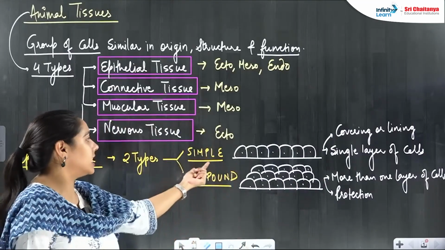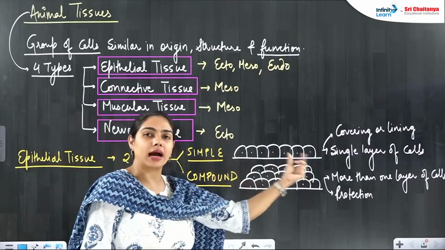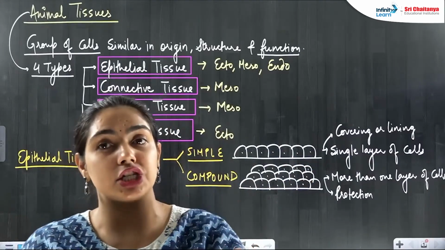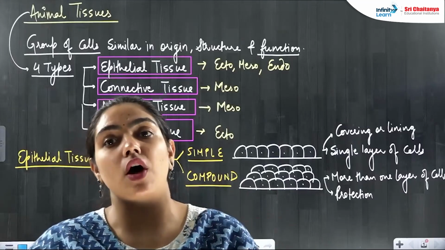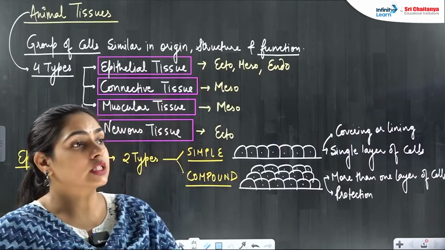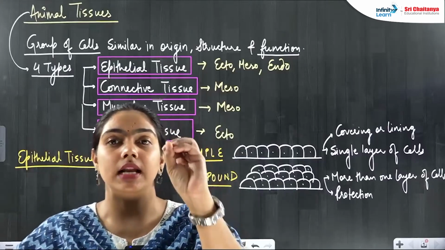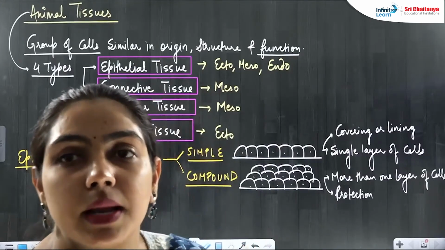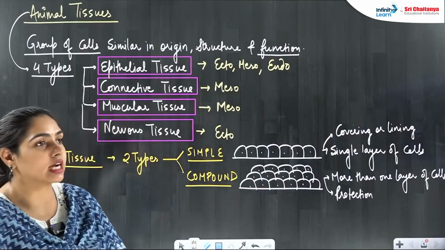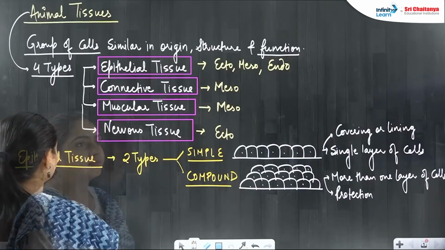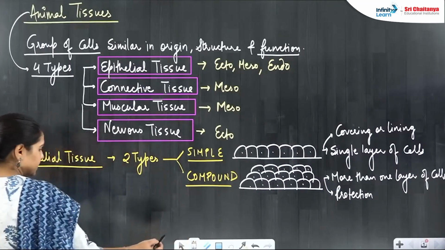You can see the cells are compactly packed. Now the shape of cells can be different. On the basis of the shape, we have different types of simple epithelium. Can anybody tell the three basic shapes? Types of simple epithelium, everyone. Tell me quickly in the chat section.